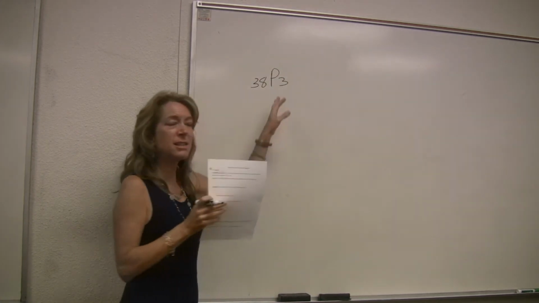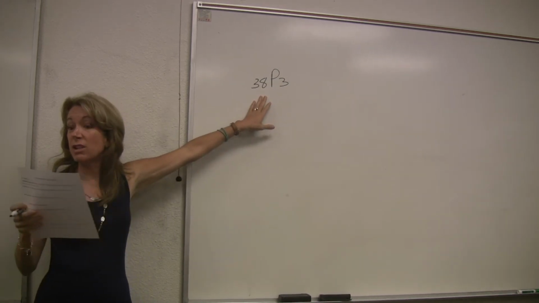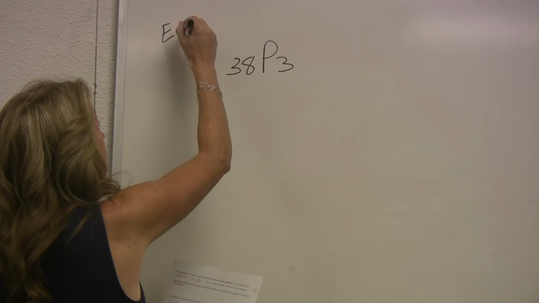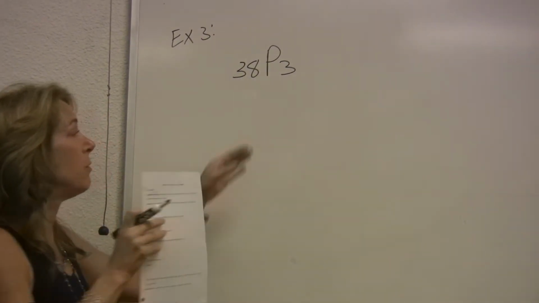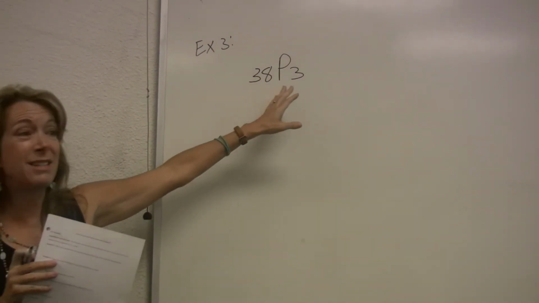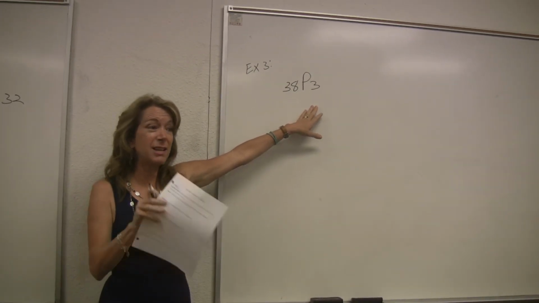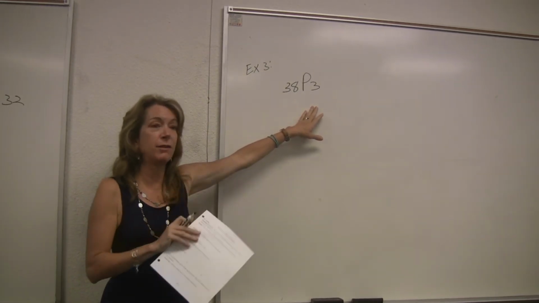38P3. This is the notation for what this question is asking in example 3. It's saying, how many ways out of 38 people can we select 3 where the order matters? And the order matters because I'm giving everybody a title and they're going to fight over who's the president of these 3.